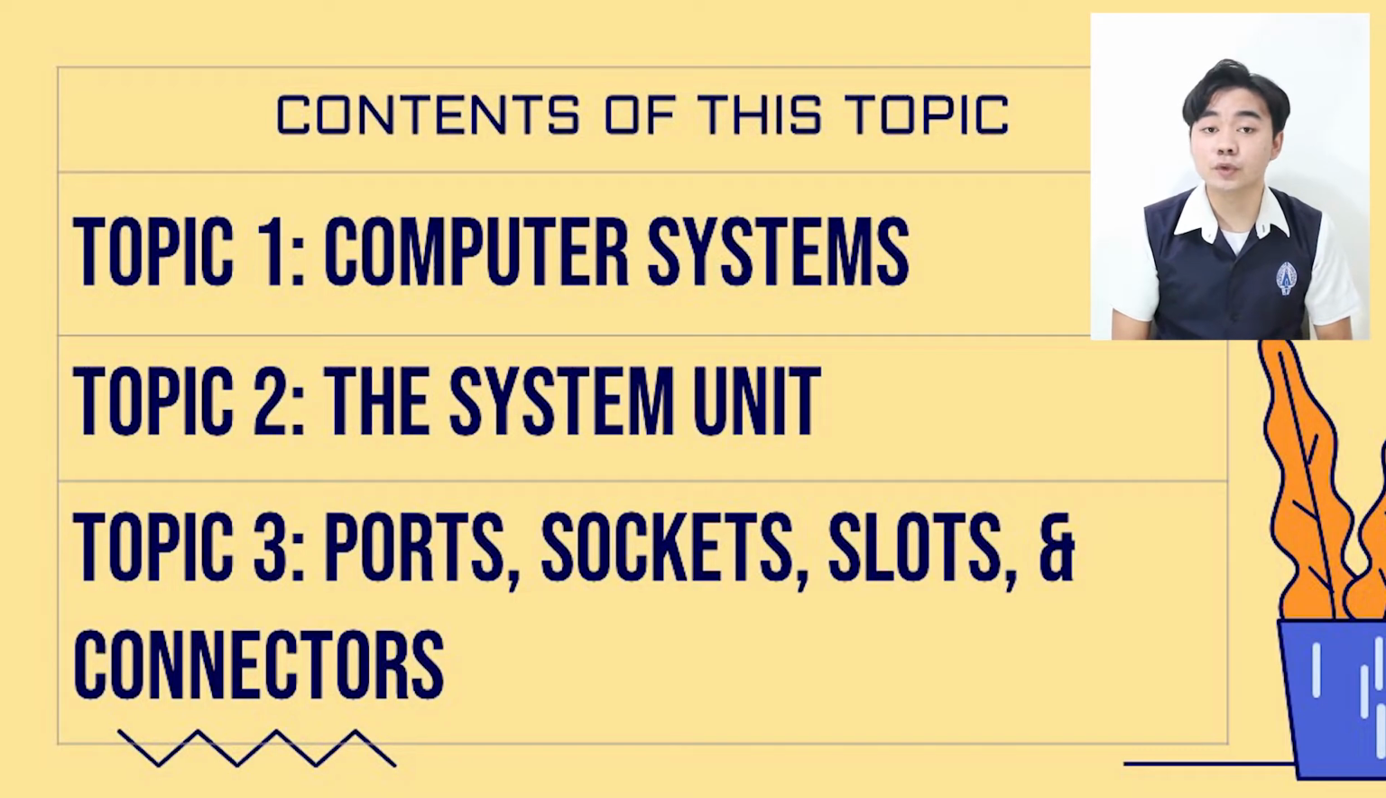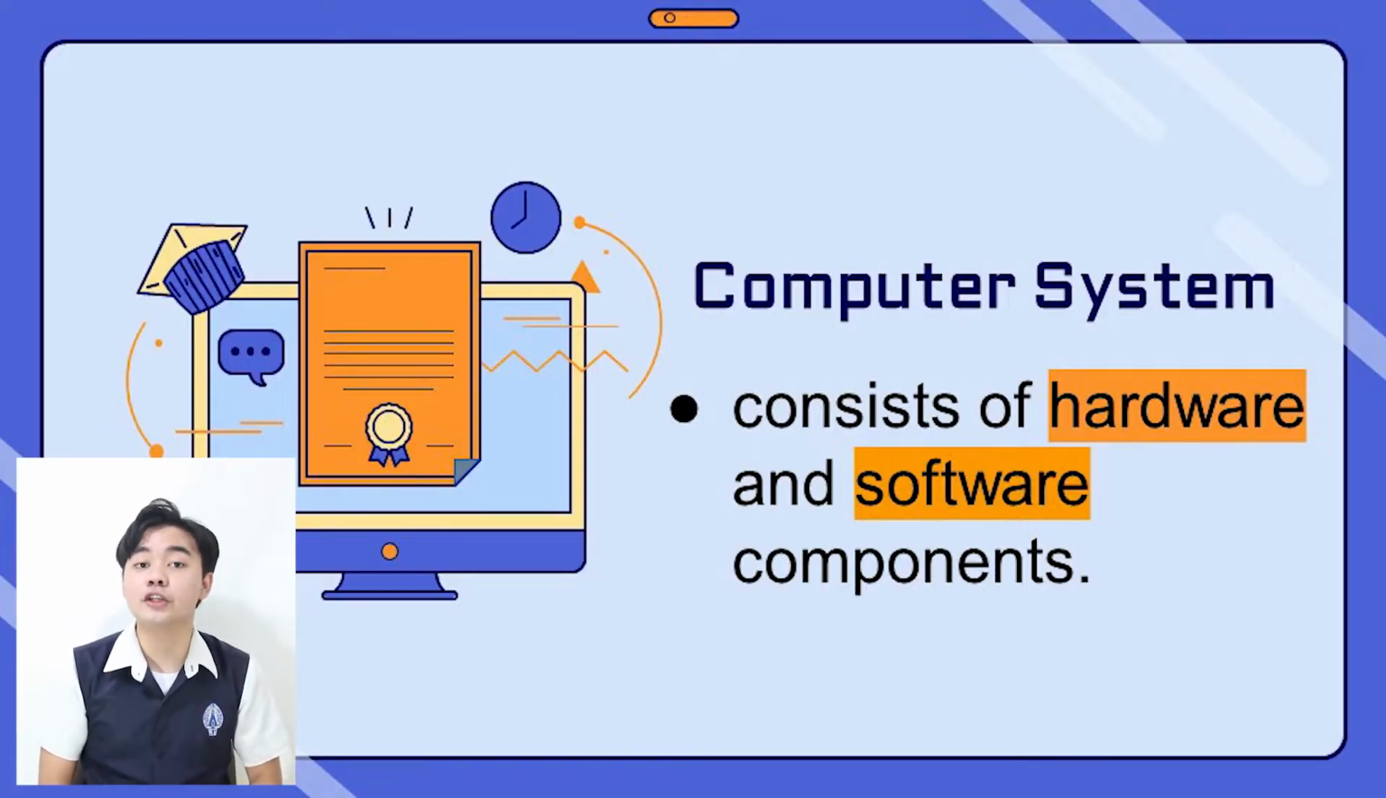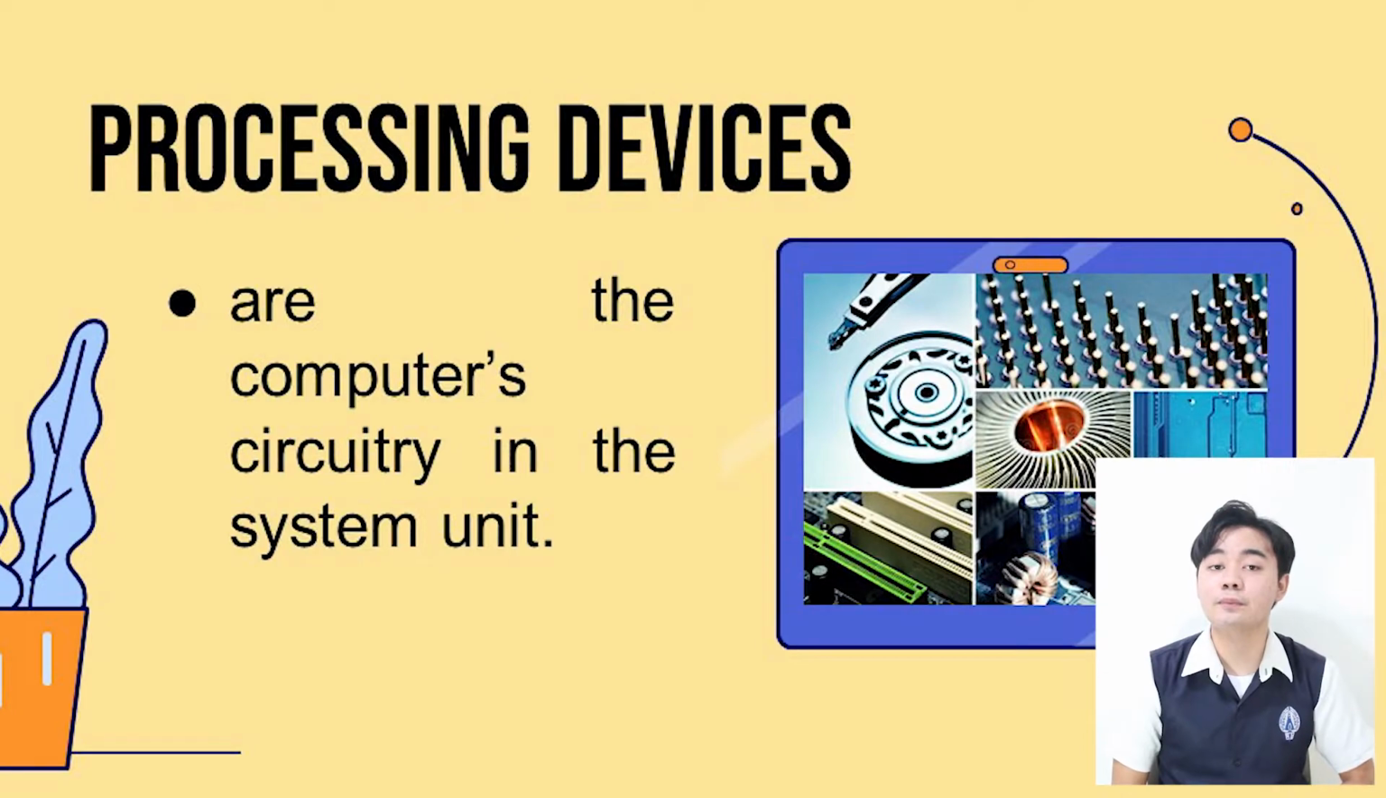For this lesson, it will be divided into 3 topics. Let us first tackle the computer system. But what exactly is a computer system? A computer system is often incorporated to both hardware and software components. It can be programming or simply physical hardware repair, and many more. For this lesson, primarily, we will be focusing on the hardware components, starting with the processing devices.